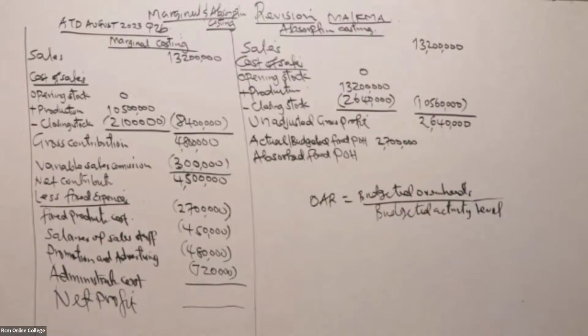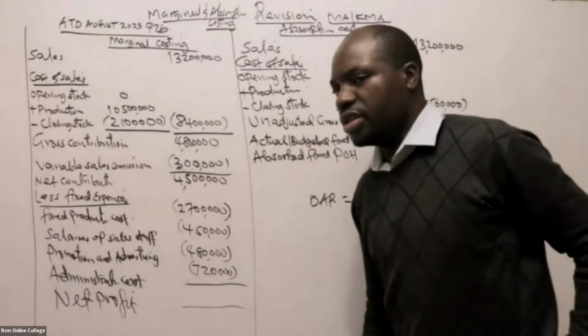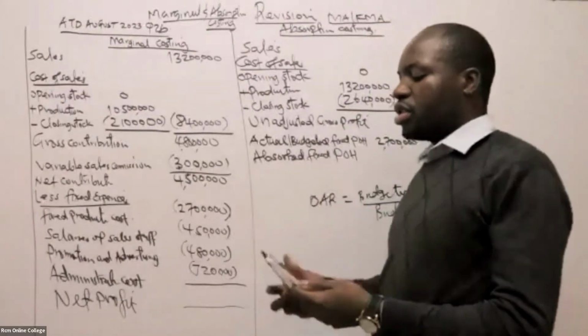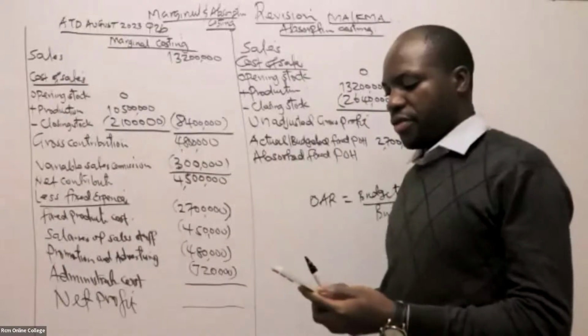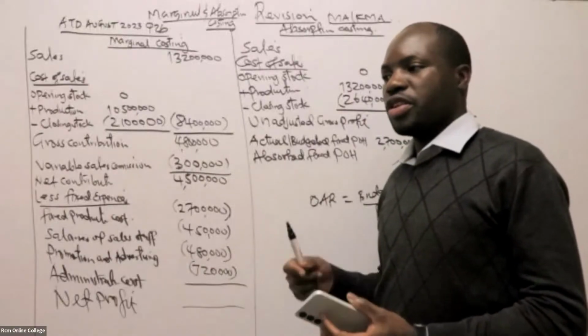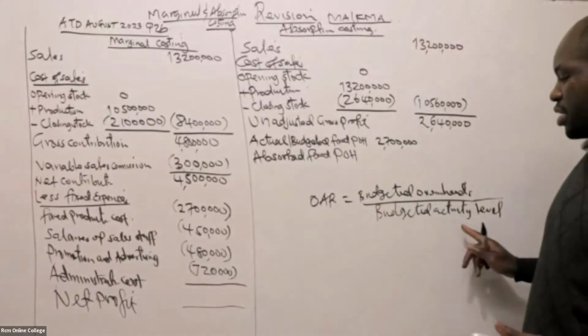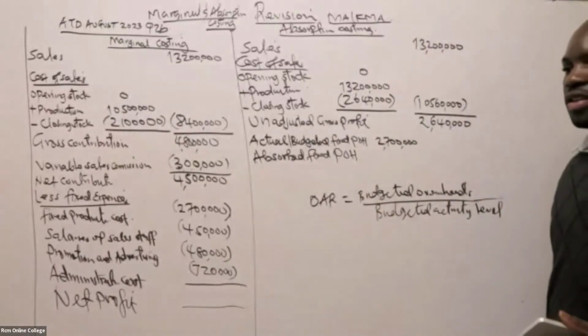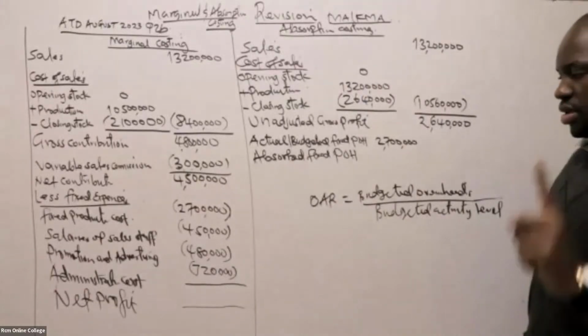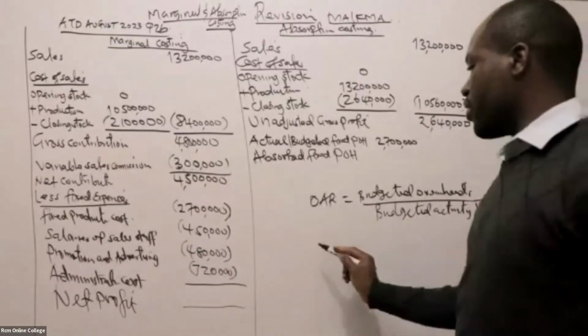Good. Now, how is this fixed production overheads being absorbed? Is it being absorbed based on the number of units or based on machine hours or labor hours? What is the cost driver for the fixed production overheads? What is the activity level? It is the number of units produced. So can we get our overhead absorption rate?